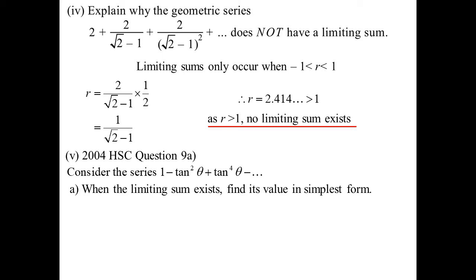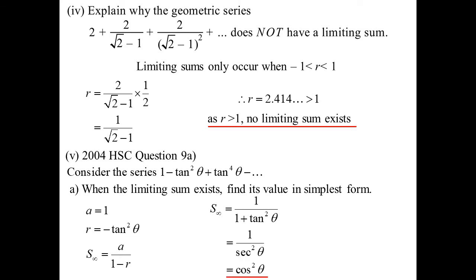Well, when it does exist, well, it doesn't matter when it doesn't exist, a is going to be what? The ratio is minus tan squared theta. As I say, sometimes that will be bigger than 1, sometimes that will be smaller than 1. So sum to infinity, a on 1 minus r. So when it exists, we get 1 on 1 plus tan squared theta, but of course, 1 plus tan squared is sec squared, and the reciprocal of sec squared is cos squared.